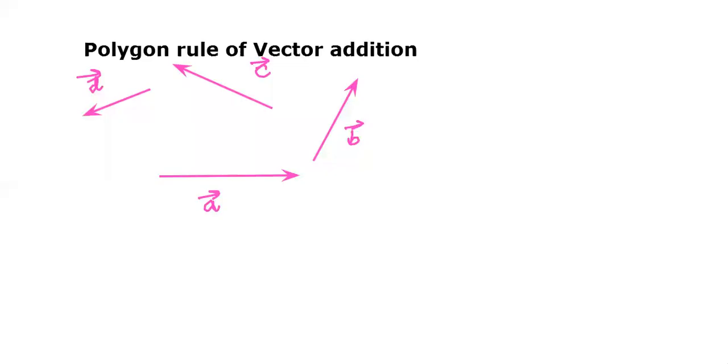Okay. So now I am discussing the polygon rule of vector addition. So what we are trying to tell. Let me take one vector like this. Let this vector be the a vector, and I have taken another vector. Let this vector be the b vector. Let this vector be c vector, and the other vector I have randomly taken as d vector.